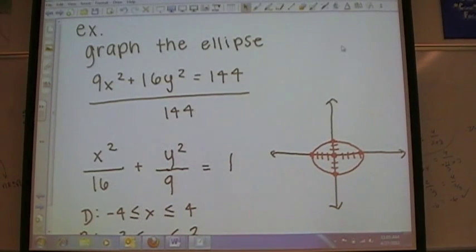Again, the book wants you to do a table of values. I don't care about that. I like this a lot better.